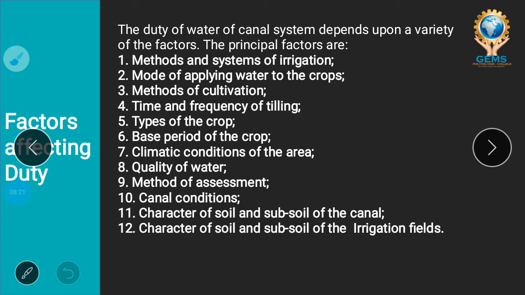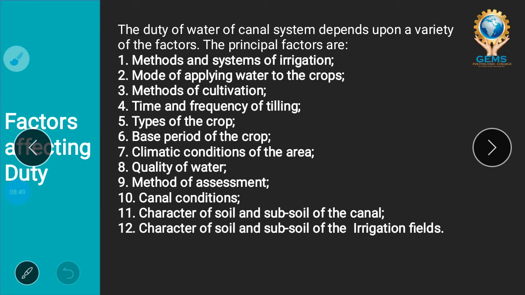The principal factors are method and system of irrigation. मीन्स जो पानी का चाह है एक प्लांट को फुली ग्रो होने के लिए, तो ड्यूटी कैसे उसमें कौन सा ड्यूटी का फैक्टर अफेक्ट करता है? The principal factor number 1 is method and system of irrigation. What is the method, what is the crop pattern, what crop do they plant, and how the irrigation system is there in that particular area. So that is method and system of irrigation.